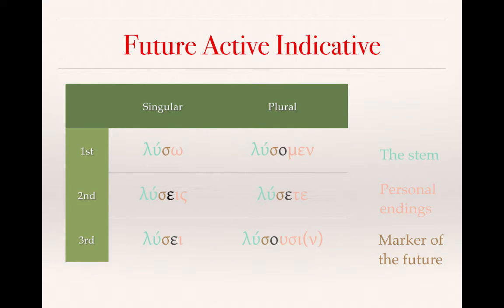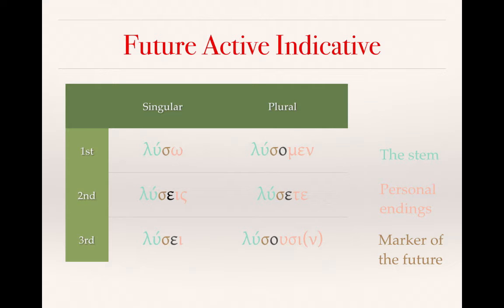Here is the chart for the future active indicative. As with other verb charts, you will notice that the stem from the verb luo, I loosen, is in green. And onto that stem, we've added a sigma marked by brown. And this is the marker of the future tense.